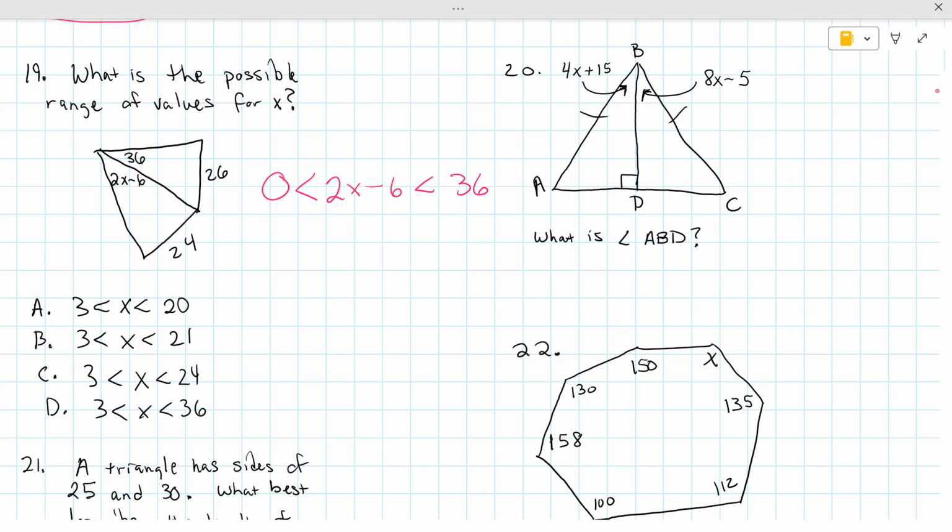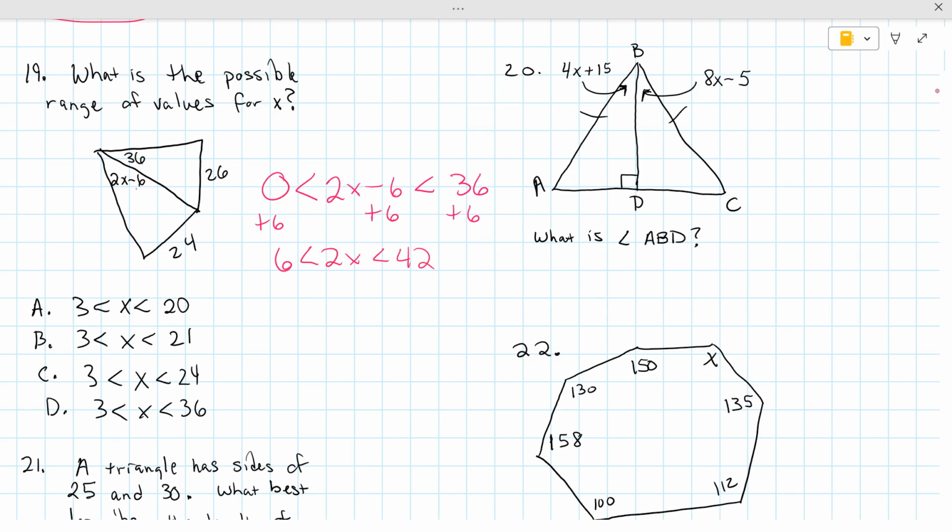Because this is opposite 24, this is opposite 26, so this is smaller than this. So, whatever you do to the middle, you do to all three parts. So how do we get x alone in the middle? Well, you have to add 6. So if you add 6 there, you add 6 here, you add 6 here. So 6 is less than 2x, which is less than 36. Nope, 42.